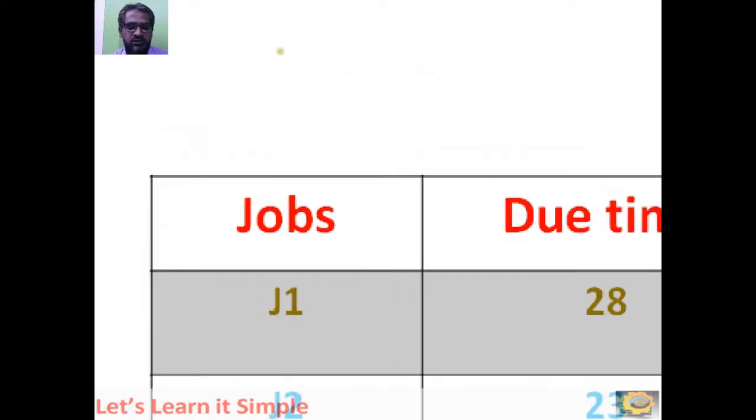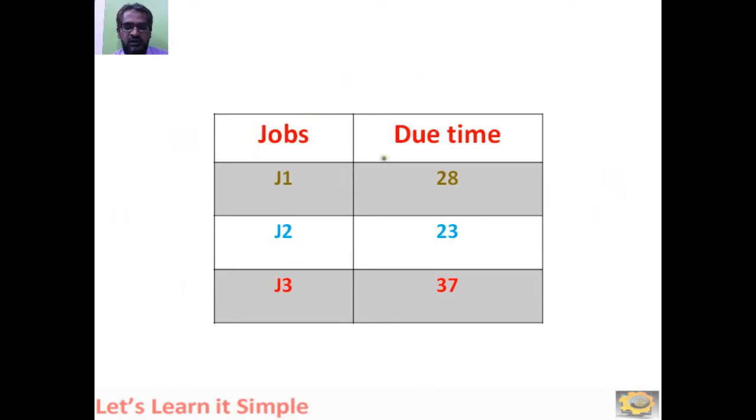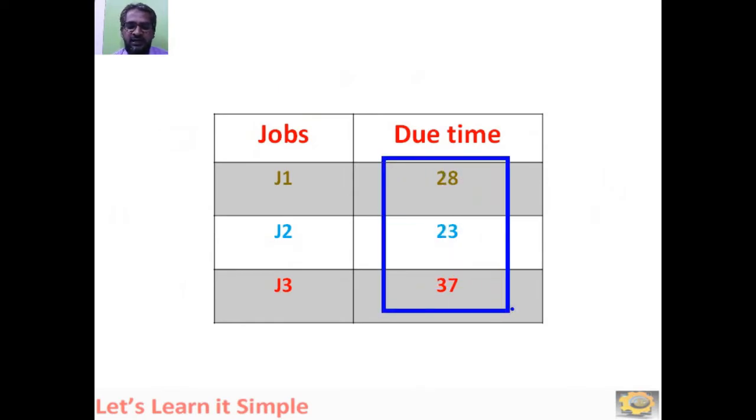Now if the jobs J1, J2 and J3 are given with due times of 28, 23 and 37 time units respectively, then what will be the tardiness, earliness, makespan, and total completion time for jobs 1, 2, 3, and the utilization and idleness of machines 1, 2, 3? That will be discussed in this video. Here, the due time for jobs 1, 2, 3 is given as 28, 23 and 37 time units respectively.